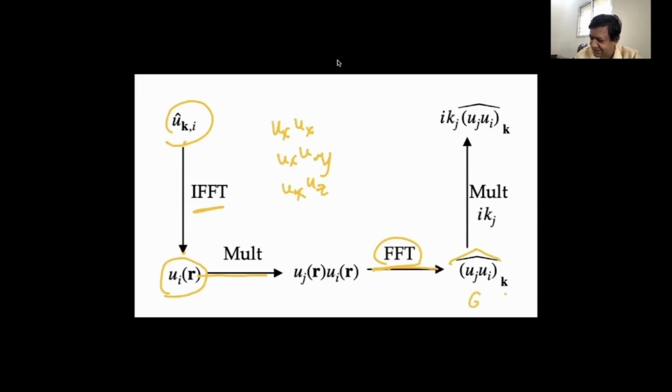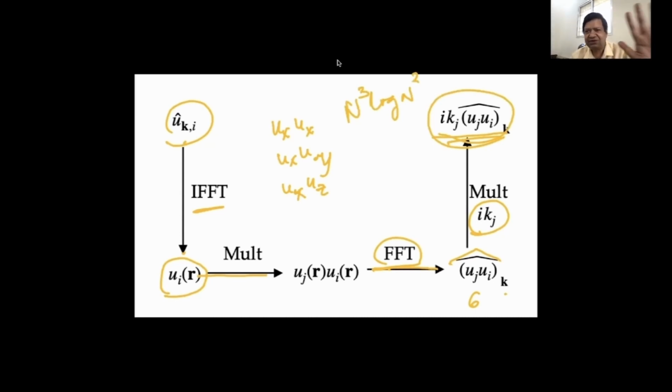How many terms? There are 6 of them: ui uj. Then I multiply by i kj, and I get this. So it's a 3D multiplication. Please keep in mind that we have kx, ky, kz, so it's a 3D dot product. This is how we get the nonlinear term. This is going to be order n cubed log n cubed instead of n to the power 6 in convolution. So it's a very similar idea. If you know how to solve the Burgers equation, you can solve Navier-Stokes.